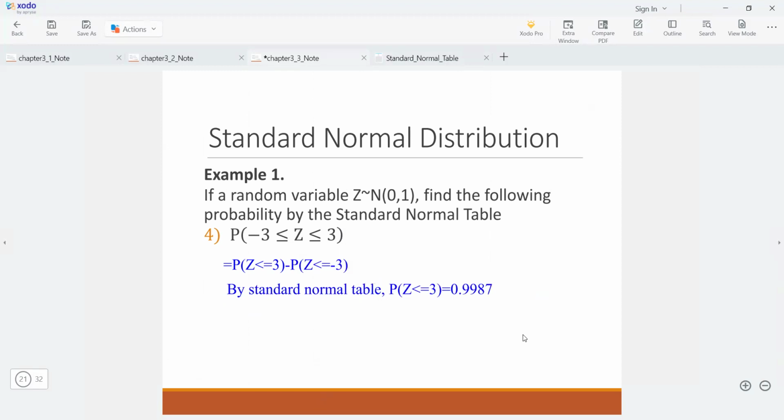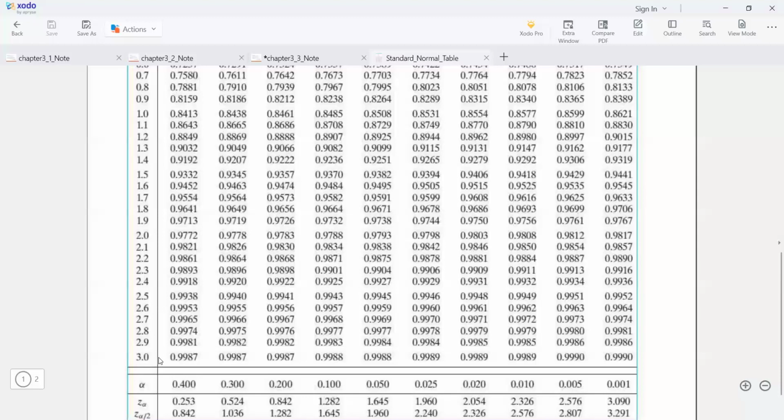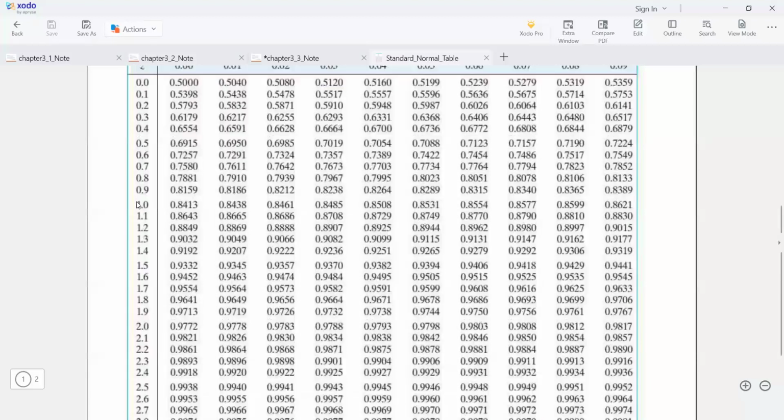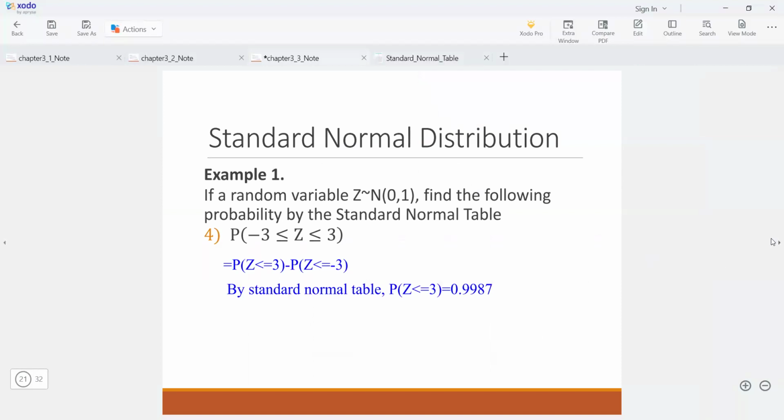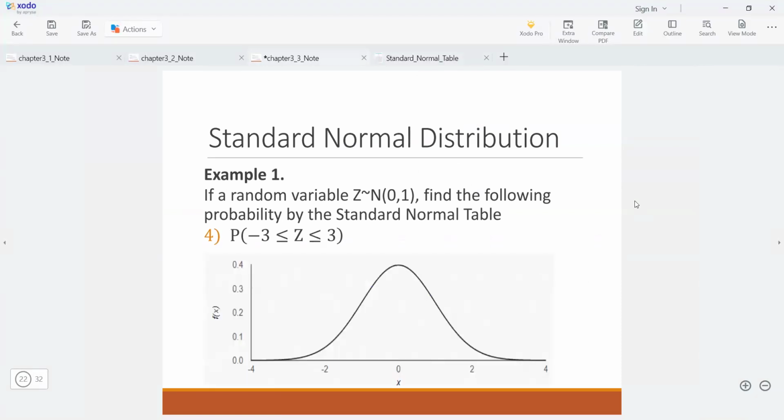And then for the next one, if we try to find the probability that the random variable is smaller than -3 using the standard normal distribution table, you can see that no matter whether it's the row names or the column names, they are all positive values. We don't have any option of negative values. So what we should do is use the symmetric property to find it, instead of directly using our standard normal table. Let me first explain how we can use the symmetric property to find the value when the variable is smaller or equal to a negative value.